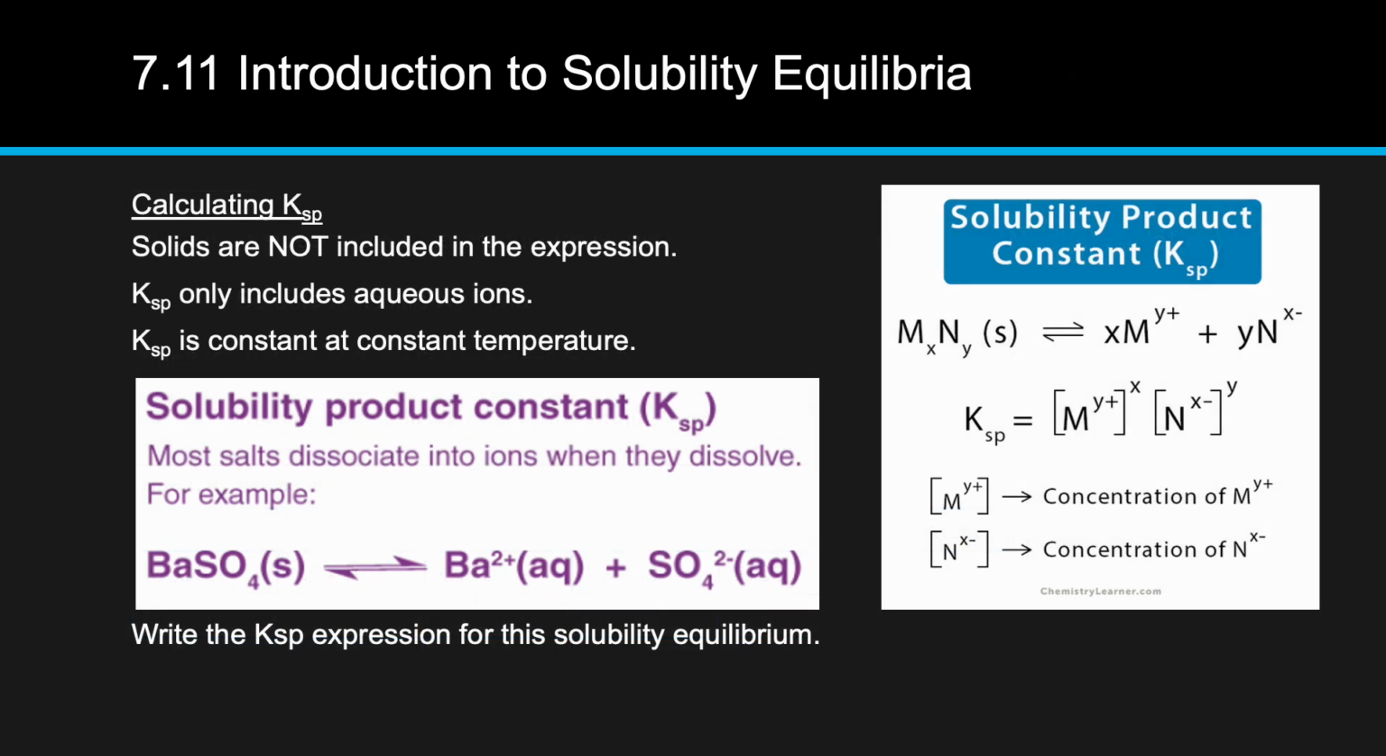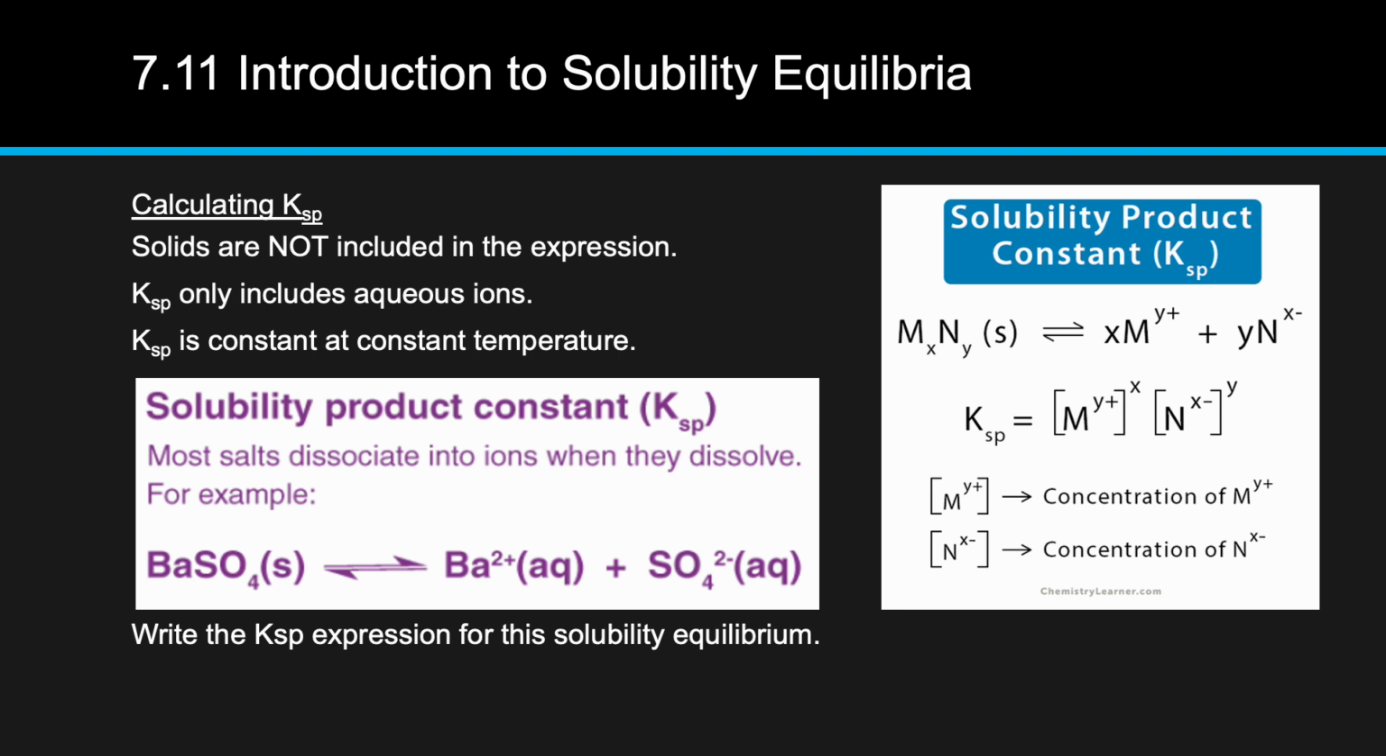All right, so calculating Ksp, you need to remember a few things. Number one, do not include the solid reactant in our expression. Remember, any of the equilibrium expressions do not include solids or liquids, and that is no exception for Ksp. The other thing is your products are going to be aqueous. They're going to have (aq) next to them. That's just symbolizing that they are dissolved in water. And then finally, Ksp is going to be constant at constant temperature, just like our other equilibrium expression constants.